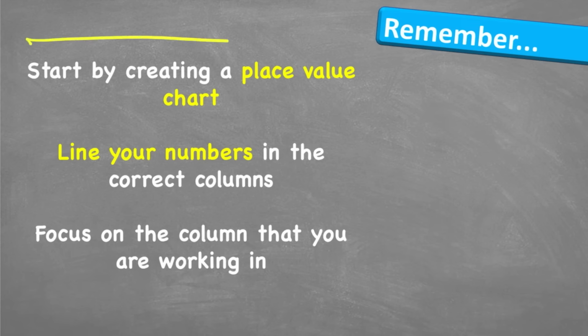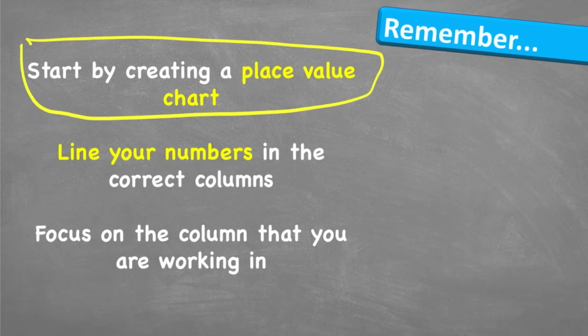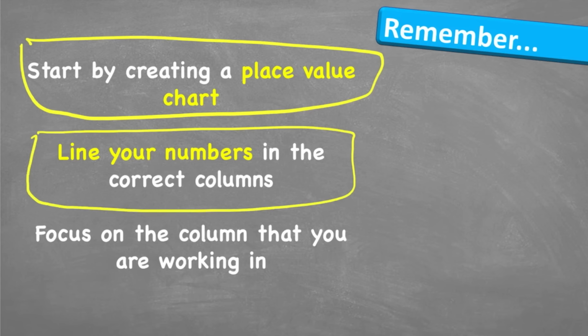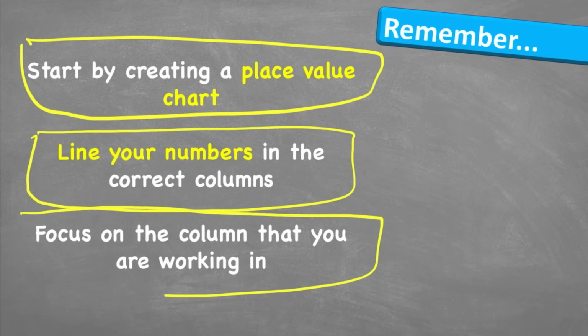Let's look at what to remember. Start by creating your place value chart. This is really important. It will help you understand which column we are adjusting. Line your numbers up into the correct columns, and then focus on the column that you're working on. If you're looking at 10 more, you're going to be working in the tens column. If you're looking at 100 less, you're going to be looking in the hundreds column. And in the future, when you're looking at bigger numbers, when you're looking at 1,000,000 more, you'll look in the millions column. So this is a really good habit to get into.